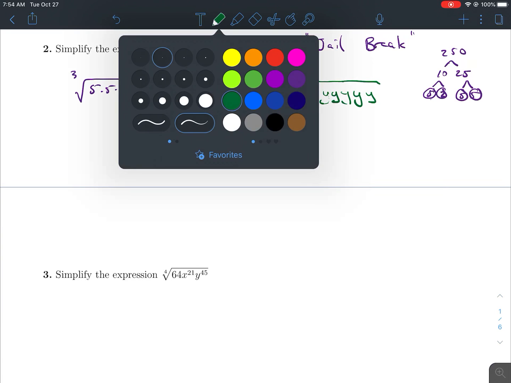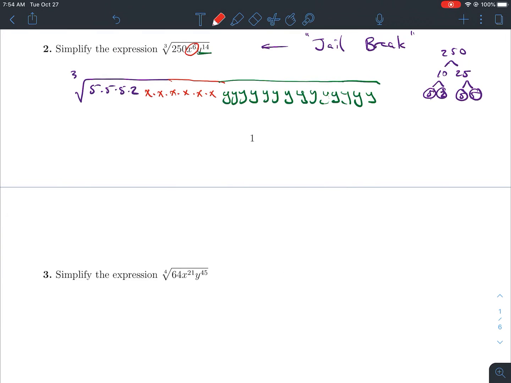Well, the great part about cube roots is that the groups are going to be trying to escape in groups of 3 this time. So we've got 3 5s. They try to escape, and this is a harder jail. The higher the number, the harder the jail, right? So only one ever gets out, no matter what the group size, and the rest die. So 1 5 escapes.